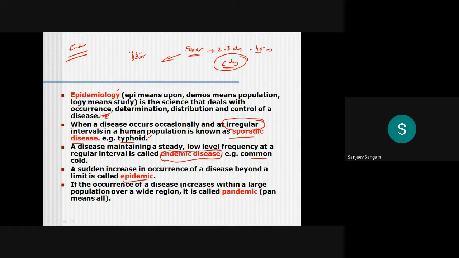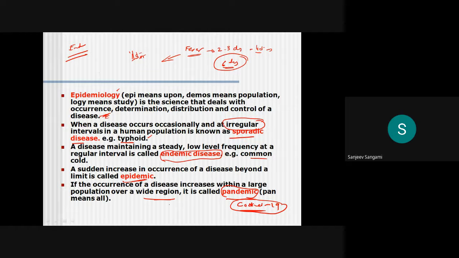If the occurrence of the disease increases within a large population over a wide region, it is called a pandemic. Now we are talking about COVID-19. This COVID-19 we can call a pandemic. Why? Because it occurred within a larger population, and even a single country was left with COVID-19. It spread over a wide region with the highest population, and the interval was a little bit higher, lasting for longer days. So we can call that a pandemic.